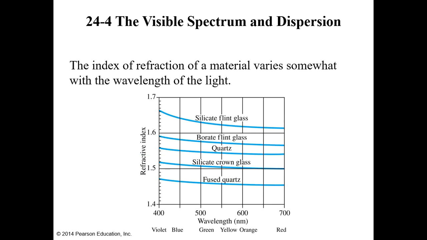All right. So the amount of diffraction that happens, in other words, the angle of diffraction, depends on the wavelength of light. But what's interesting is that the index of refraction also depends on the wavelength. So what we see here is a series of different materials, glass and quartz. And we're looking at their index of refraction, which is the y-axis of this graph, and the x-axis would be the wavelength of light.